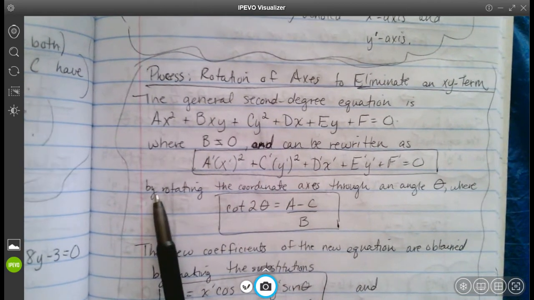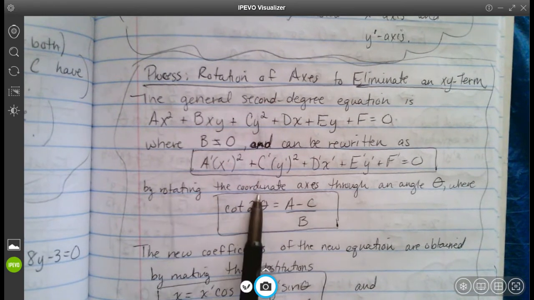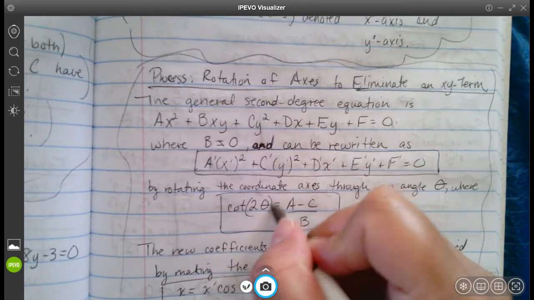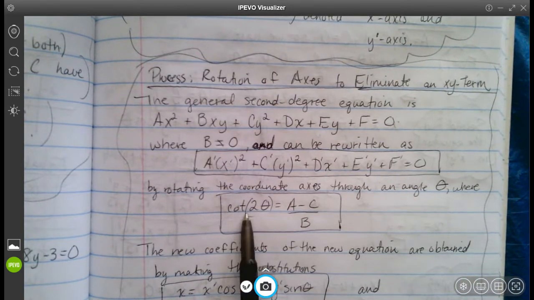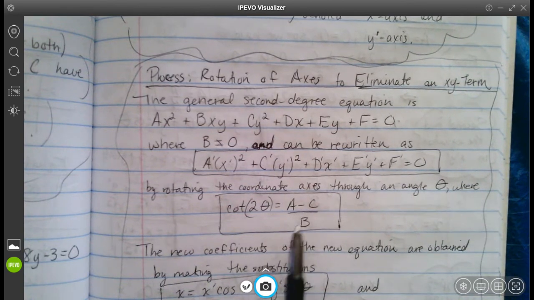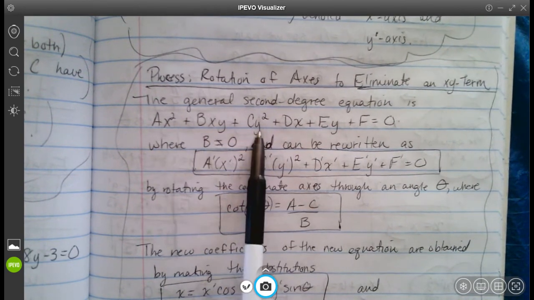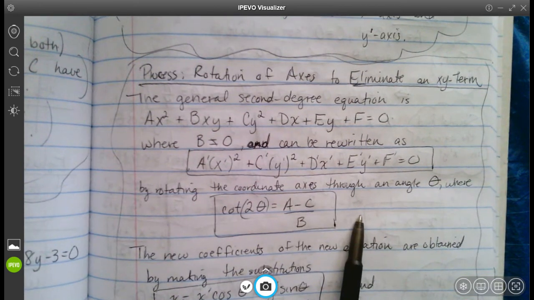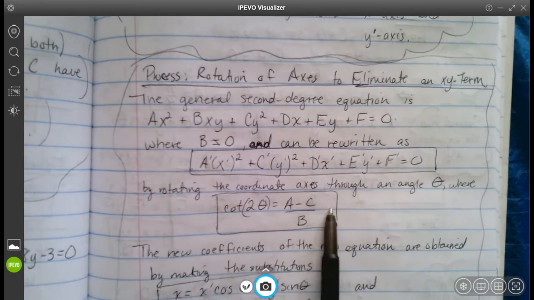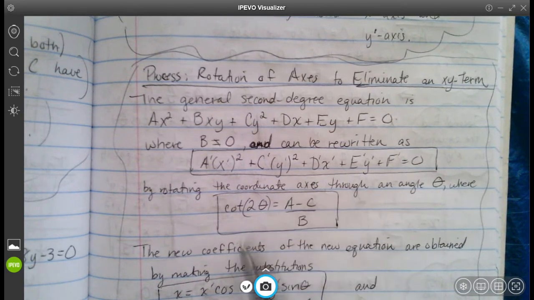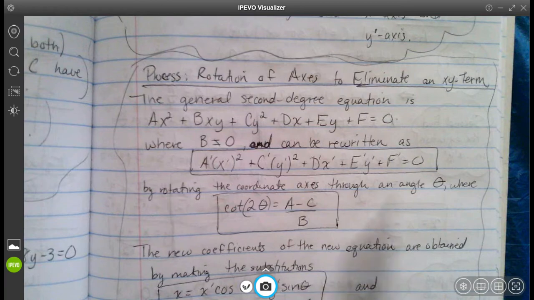To rotate the axis through some angle, we use the following formula: cotangent of 2 theta, you can put that in parentheses if you want, is equal to a minus c divided by b. We take these coefficients and plug them in, and we should be able to find our angle. Whatever you get, you find where 2 theta is equal to that, divide by 2, and that gives you the angle we're rotating by.